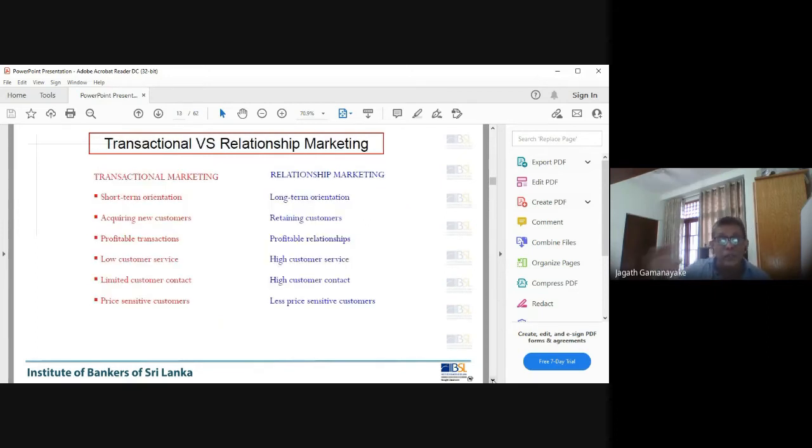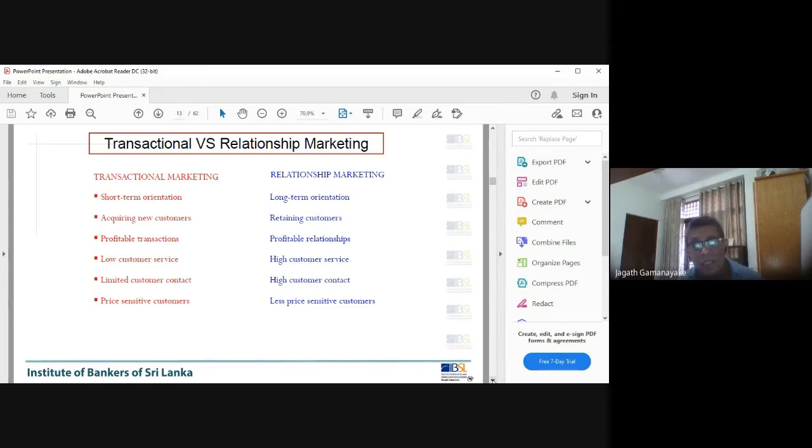Now, relationship marketing has come from transactional marketing. For example, transactional marketing has a short-term orientation. We never look at the customer in the long term. We try to satisfy the customer then and there and earn profit. But relationship marketing talks about long-term orientation. Transactional marketing is about acquiring new customers; we only need to get the customers and we don't bother after that. But relationship marketing says you need to acquire as well as retain, with more emphasis on keeping existing customers than finding new ones.